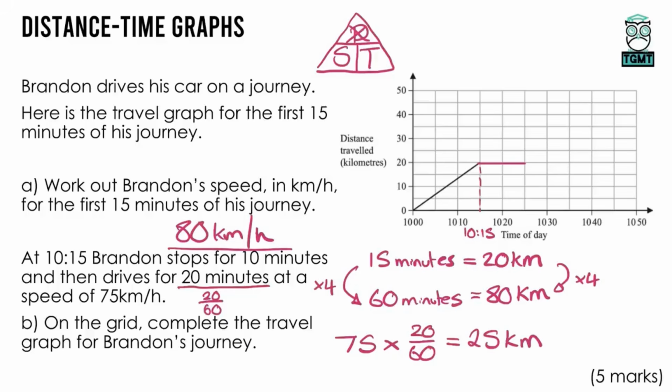You could think about this in lots of different ways though. That is 1/3 of an hour. So if it's 1/3 of an hour and he does 75 kilometres per hour, well, 1/3 of that is 25. So lots of different ways that you can think about these questions.